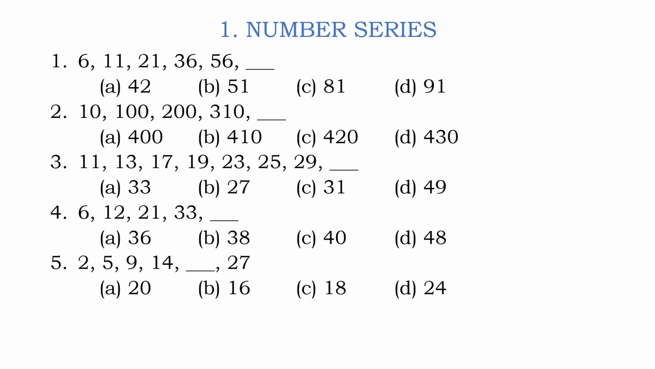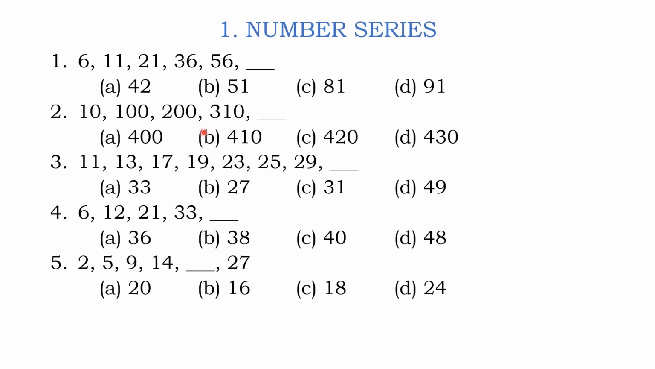Here in this first problem, if we observe 6, 11, 21, 36, 56, then blank. In this series, the successive difference between the terms: 6 and 11 differ by 5, 11 and 21 differ by 10, 21 and 36 differ by 15, 36 and 56 differ by 20. So the next difference should be 25. So 56 plus 25 is 81. So the answer is C.